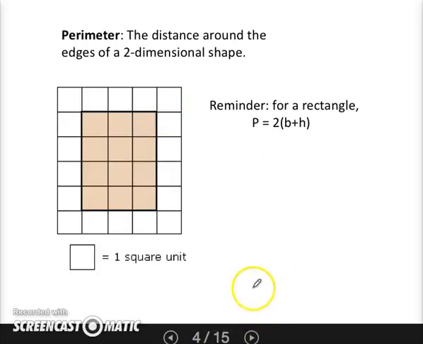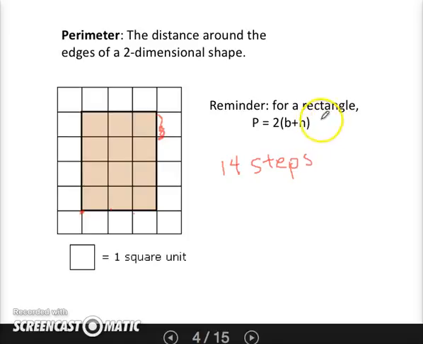Okay, let's review the idea of perimeter. Perimeter is the distance around the edges of a two-dimensional shape. So if I were to take a walk around this, suppose that this were a flower bed, and I wanted to walk around the edges, I would have to walk a distance that would be equal to the perimeter. So let's just count. I would have to take 1, 2, 3, 4, 5, 6, 7, 8, 9, 10, 11, 12, 13, 14 steps, as long as each step had a unit length.